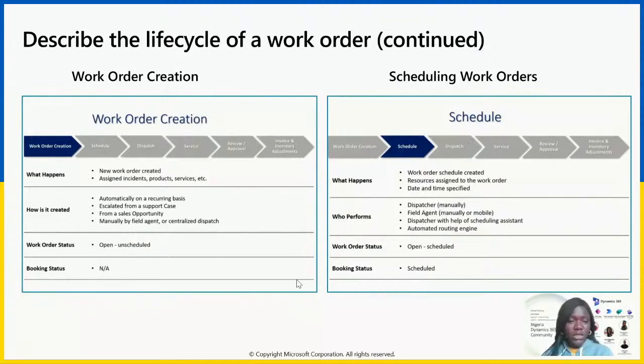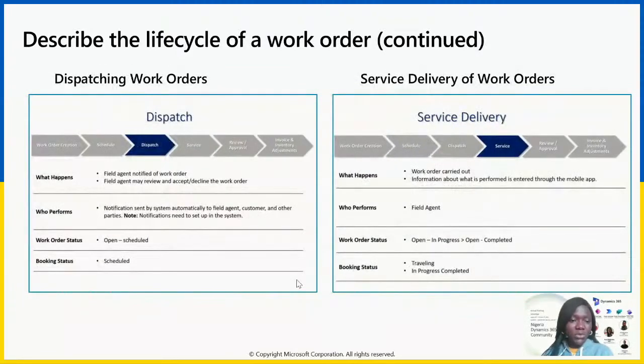So you need to understand the status in a bit more detail. Then it moves to dispatched, and then the booking goes to scheduled, but the work order status is still open scheduled. But when you go to service, that is performed by the field agents, and this work order status moves to open in progress, then open completed. And then sometimes you can have booking status of traveling or in progress, and then also completed based on the current status of that field technician.